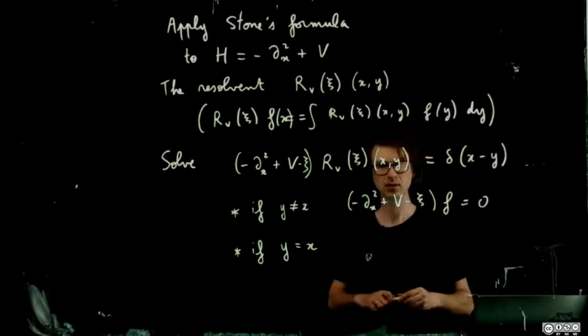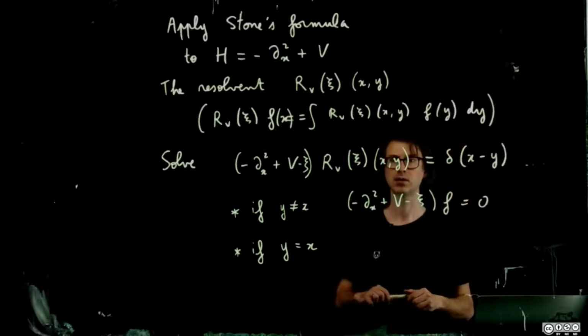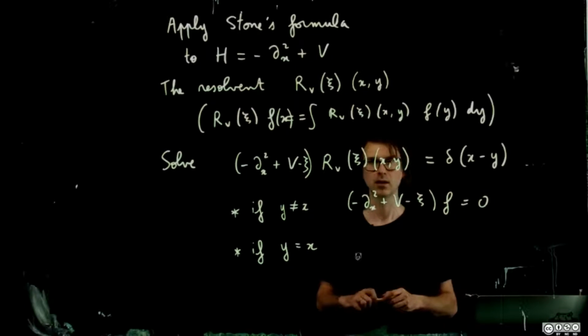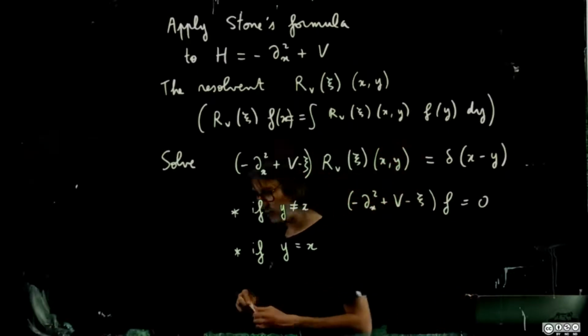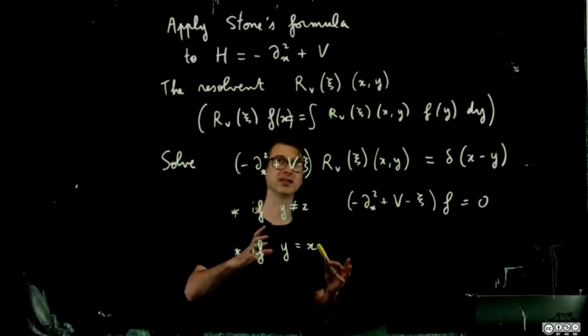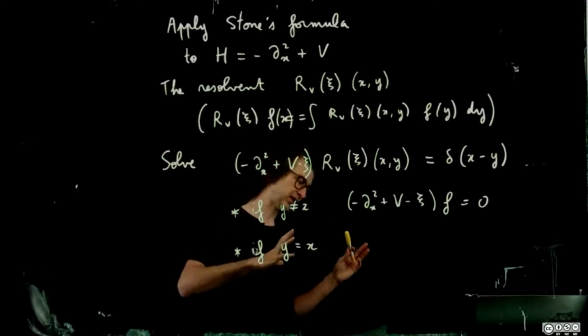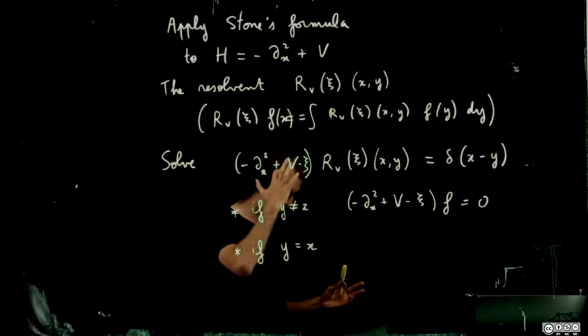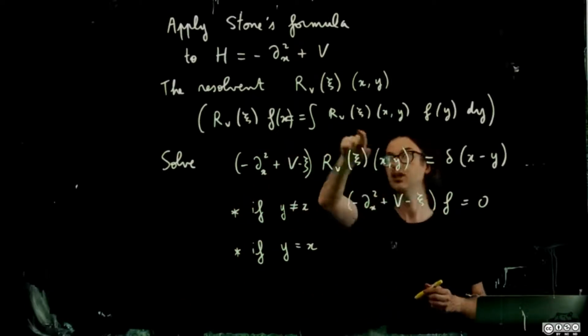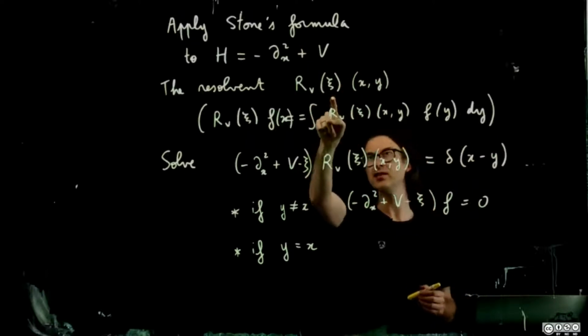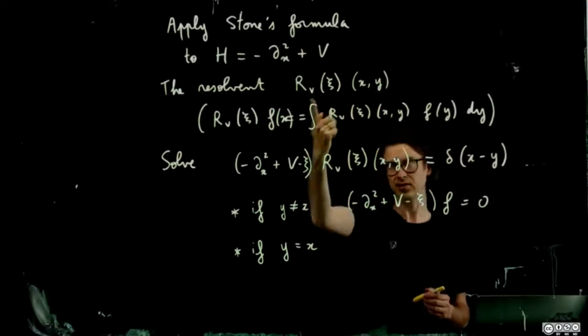You're noting the resolvent and the Green function associated with the operator in the same way? Yes, I'm slightly abusing notation by writing RV of xi for the operator and its kernel. So RV of xi is the resolvent, and RV of xi of xy is the kernel of the resolvent.